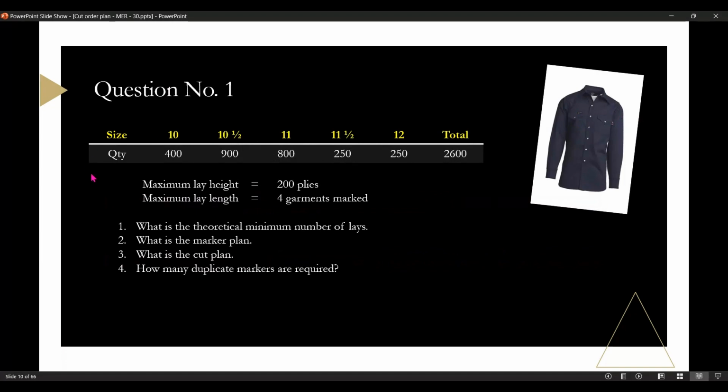So here it says 4 garments marker. That's the limit. When we are going to do the most efficient cut order plan, we have to achieve maximum table length. Otherwise, it won't be the most efficient one. Even a 3-piece marker, 2-piece marker, 1-piece marker, we can do this order. But those markers are not as efficient as the 4-piece marker.